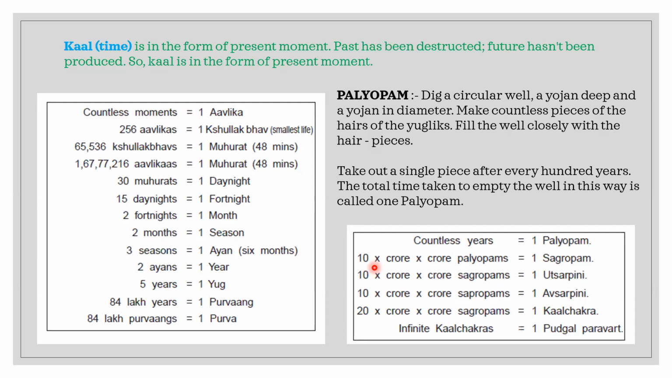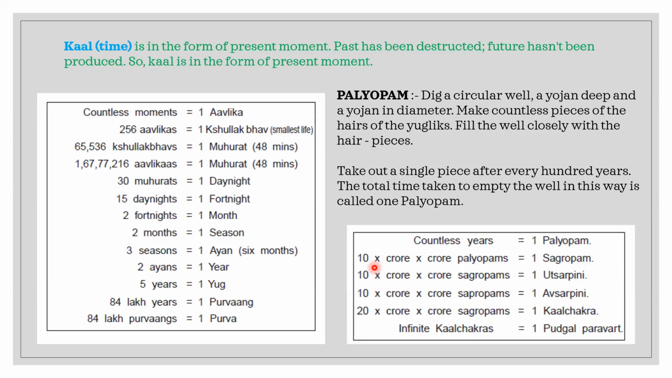And after palyopam is a sagaropam. So 10 crores times crores palyopam, that is 10 koda kodi palyopam, is known as 1 sagaropam. And 10 koda kodi sagaropam is 1 utsarpini or 1 ausarpini. And 1 kal chakra is 1 utsarpini plus 1 ausarpini, that is 20 koda kodi sagaropam. And anant kal chakra is 1 pudgal paravart kal.